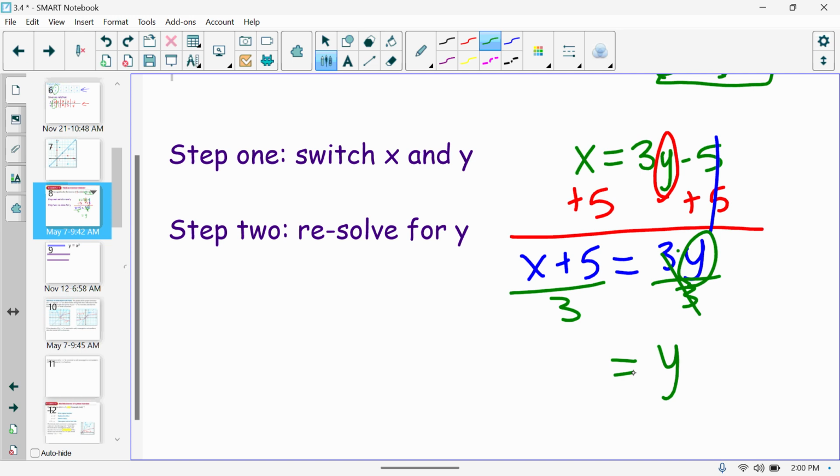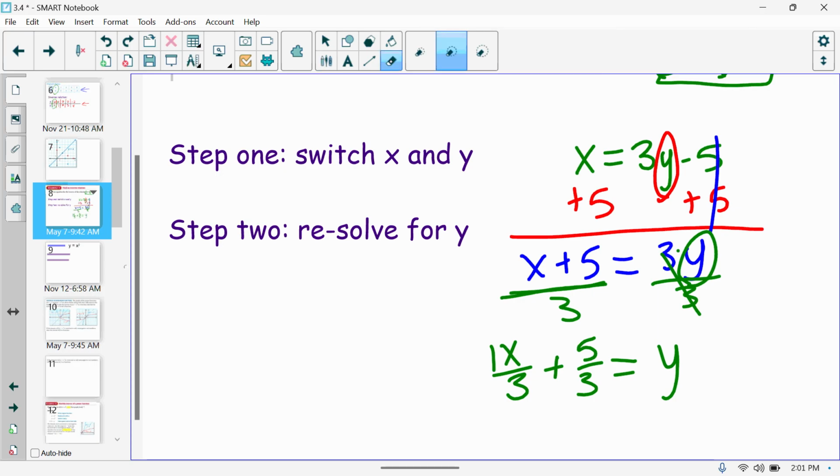I need to pause for a second. Did you notice that I said divide everything by 3? My fraction bar needs to go all the way across, because we could actually write it separately if we wanted. The x is getting divided by 3 and the 5 is getting divided by 3. You can even write it like 1/3 x, which means the same thing.